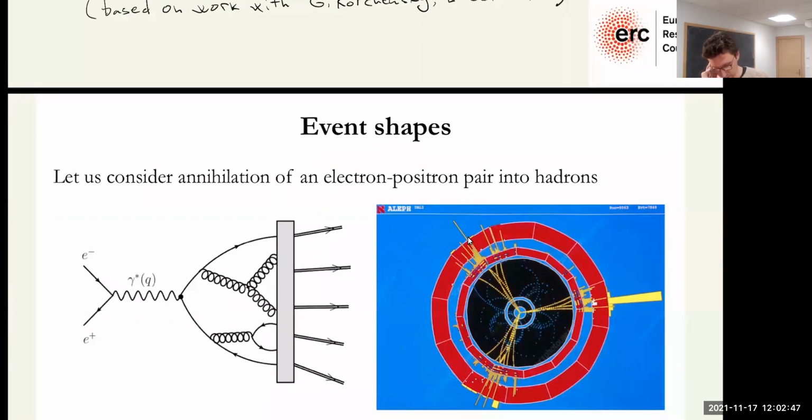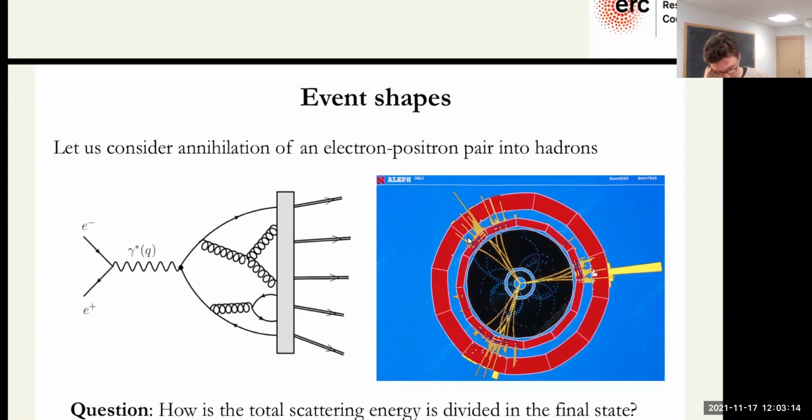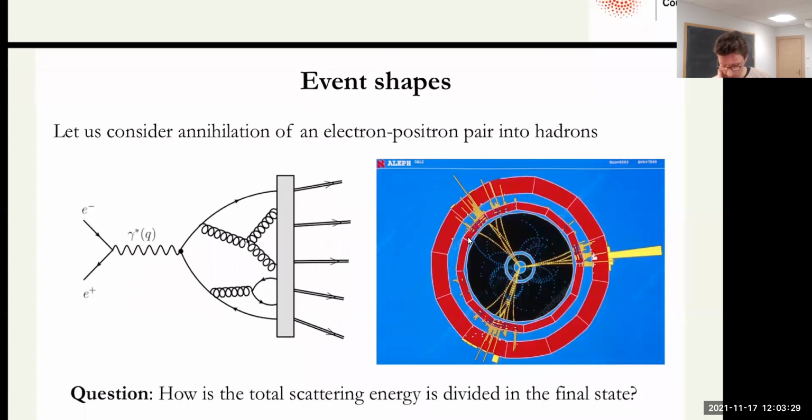And when we think about the nature of the quantum state which we are probing by this experiment, say in this case, we have some good idea that we create a photon which couples to the electromagnetic current, which acts on the vacuum, and then we can think first in terms of partons, weakly coupled branching, and then hadronization, etc. But a more general question we would like to ask in this setting is, given a more abstract theory and some quantum state, how is the total scattering energy divided in the final state? So this question is pretty universal.